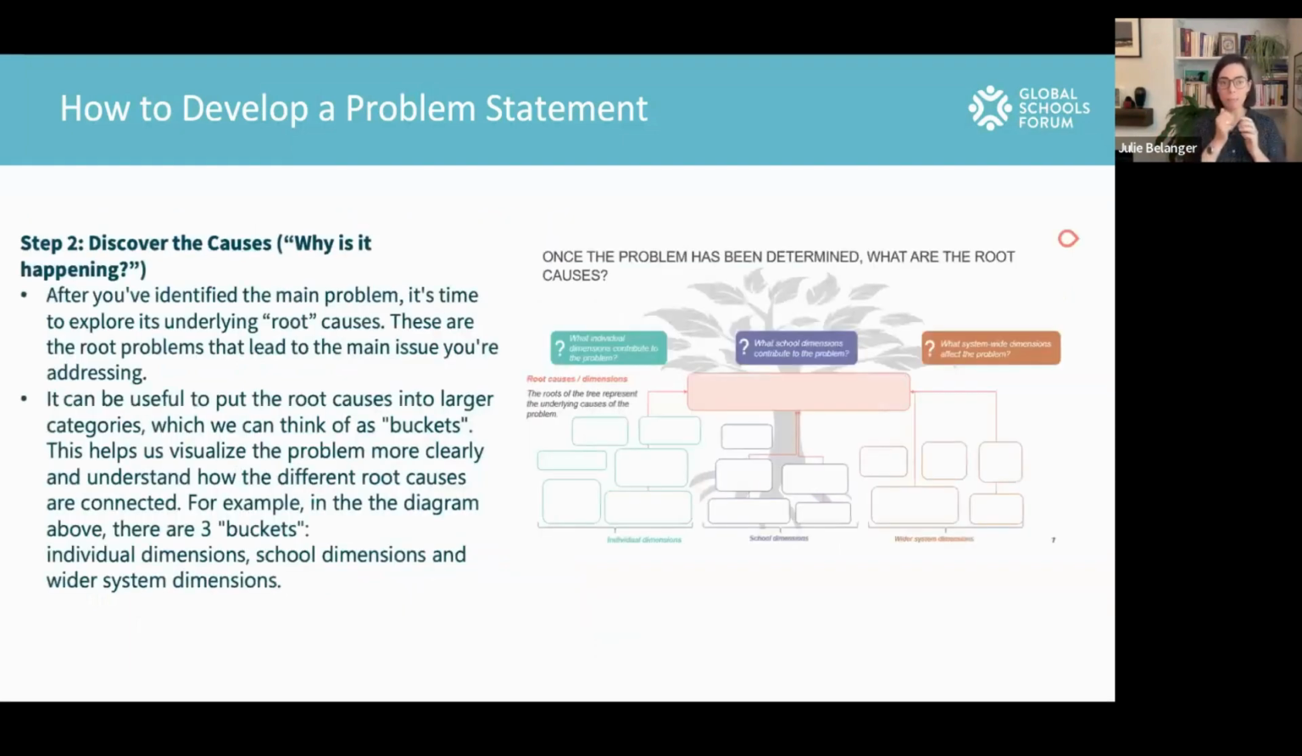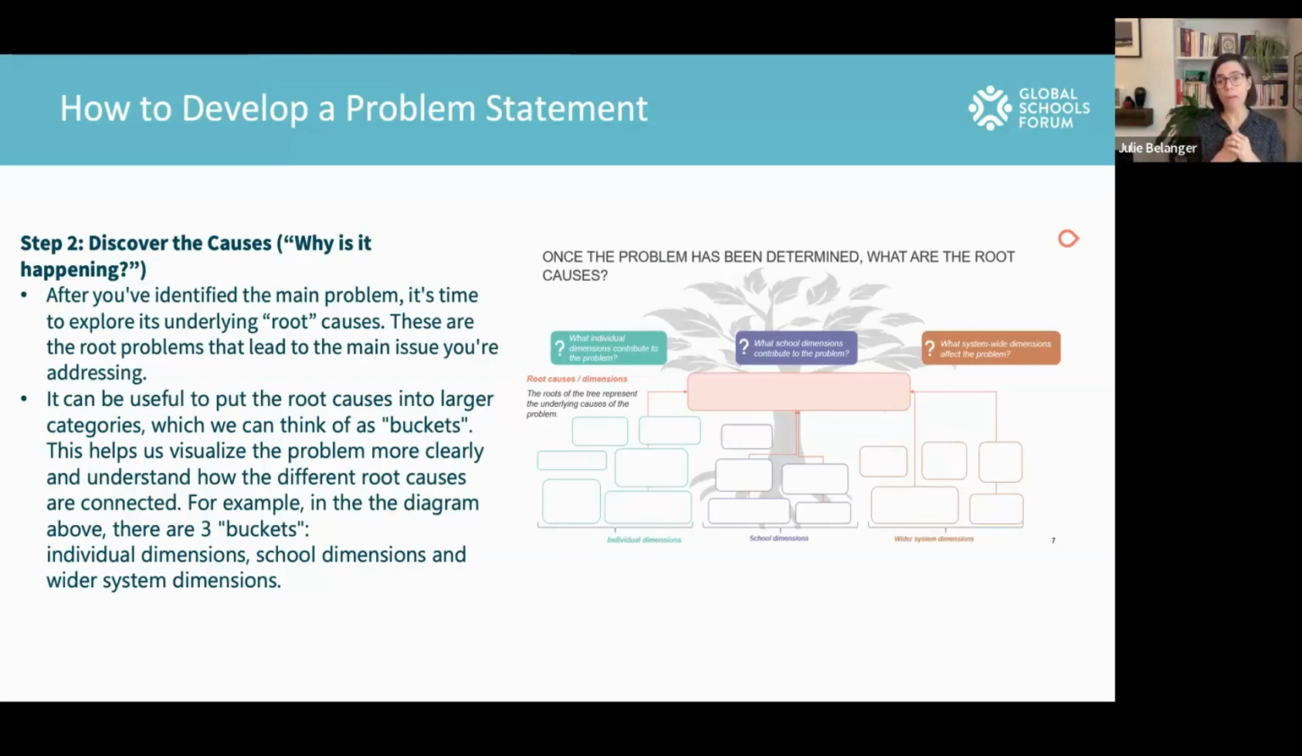Now, the second step, after you've identified your main problem, it's time to explore what the underlying root causes of that problem might be. It's sometimes helpful to think about brainstorming these root causes, lists of, why is it that teachers don't use effective pedagogical practices in the classroom, if that's your problem? And there might be many, many reasons for why that is. So you'll have lists and lists of root causes. And it might help to put a bit of structure by categorizing them into different buckets.